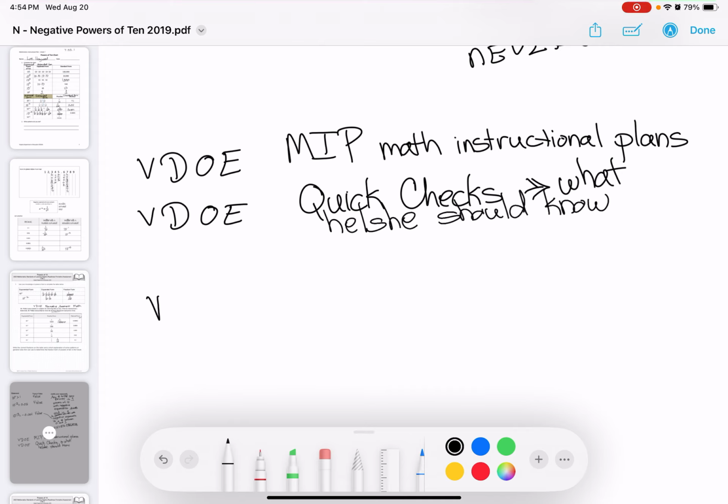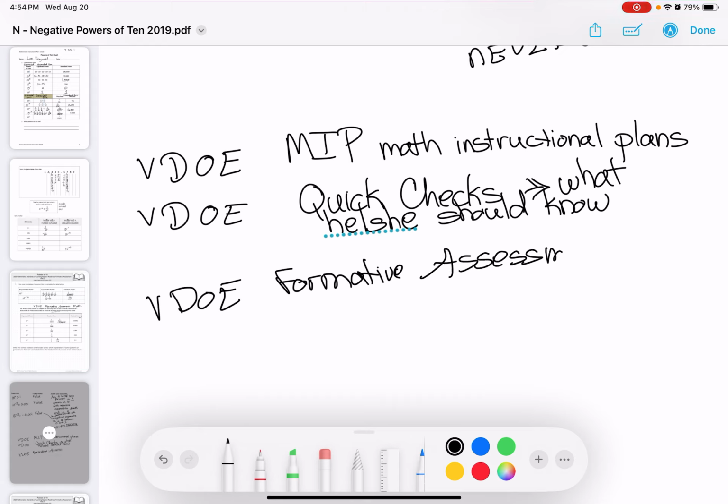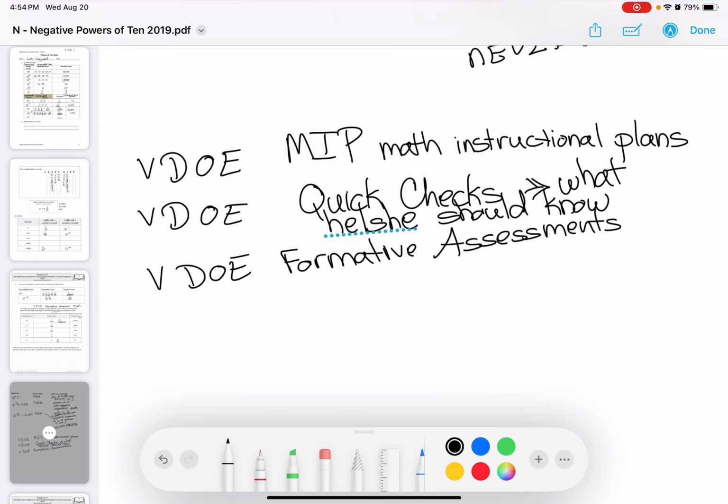And then the last one is VDOE formative assessments. And this is where they can actually get extra practice on the standard. So I hope this helps.